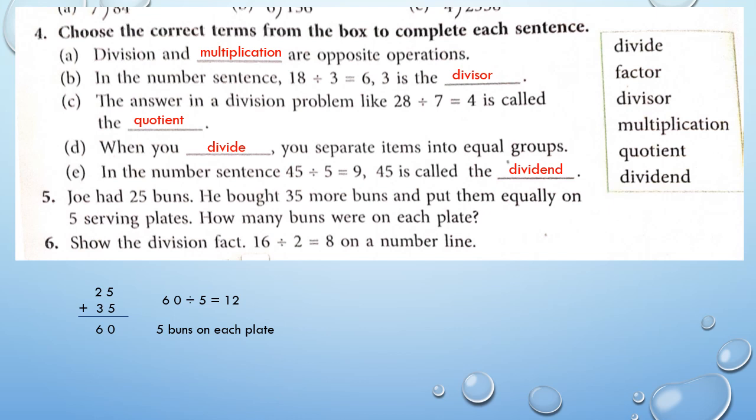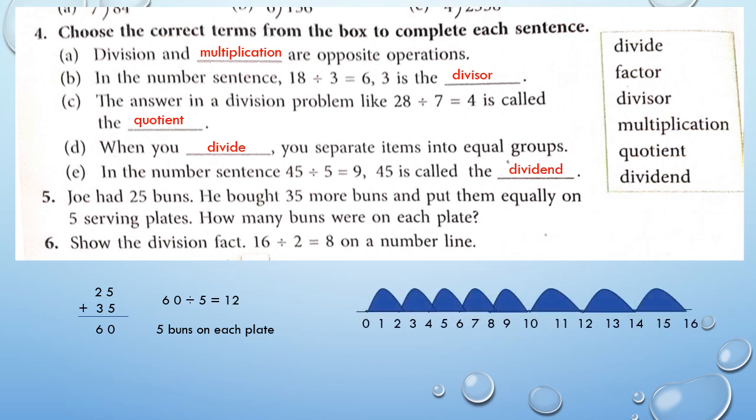Question number 6. Show the division fact 16 divided by 2 is equal to 8 on a number line. Now first you have to draw a number line starting from 0 till 16. So here 0 and 16, right? Now you have to count by backward counting by 2. Here you can see I have already done it.